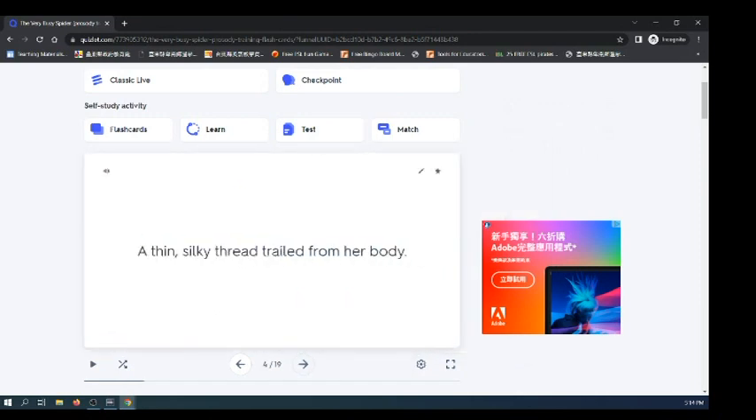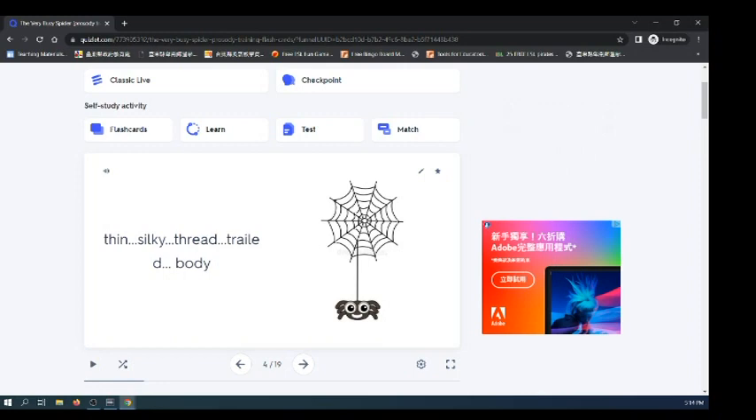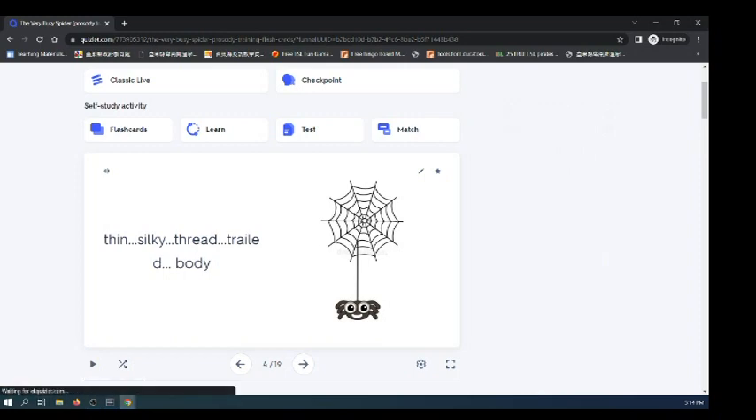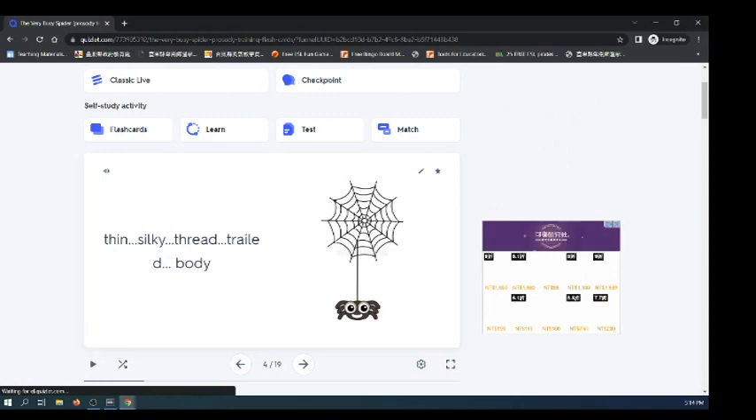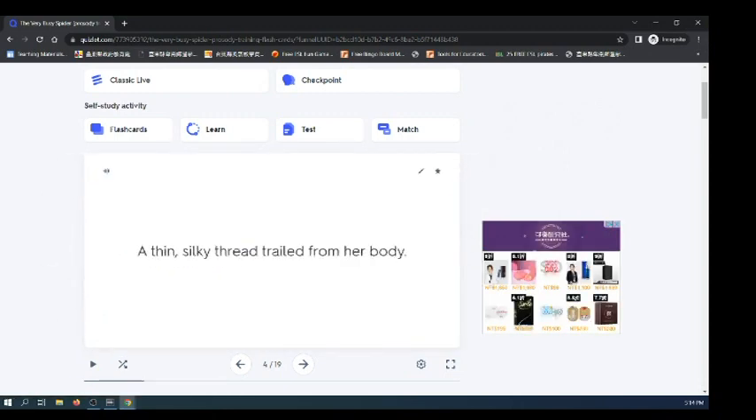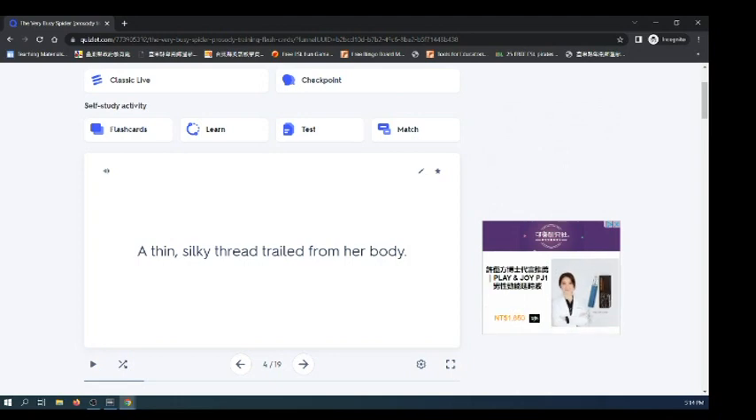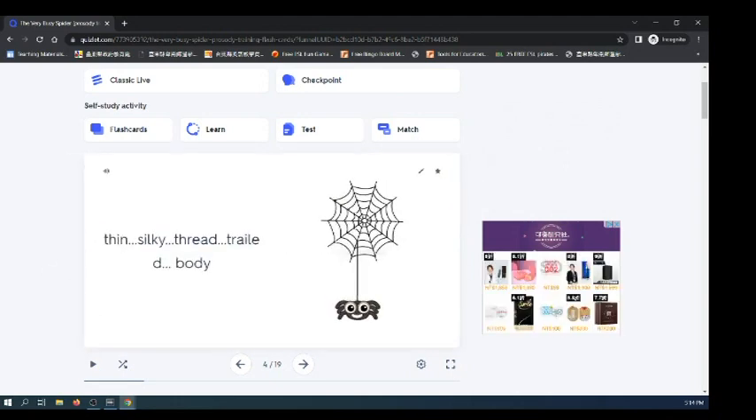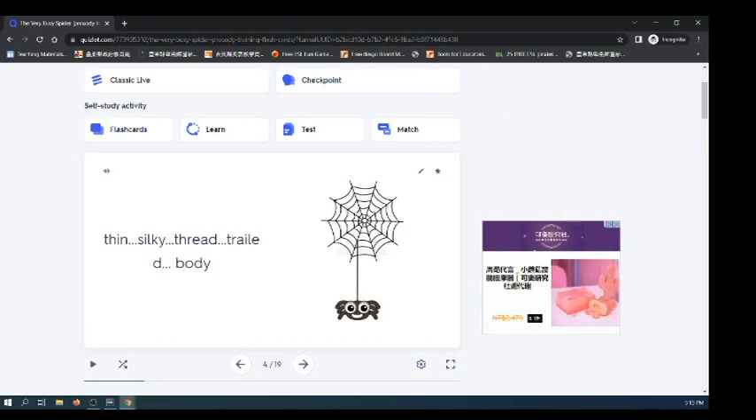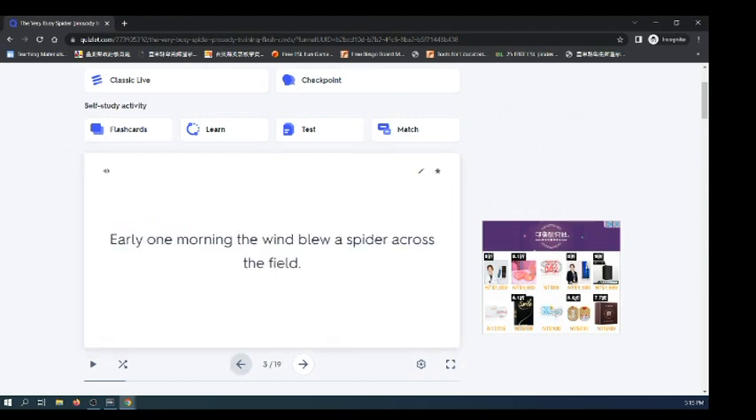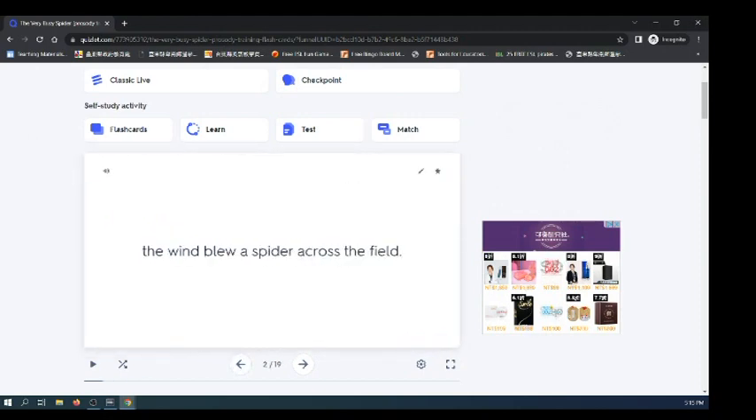So let's take a look at another example. Thin, silky, thread, trailed, body. That's a lot. A thin, silky thread trailed from her body. Okay. Here we have, now we include a verb as one of the content words, trailed. Okay. So this is the set that I use.